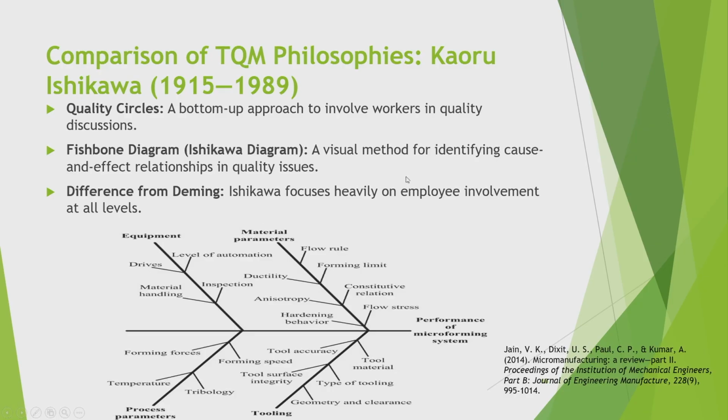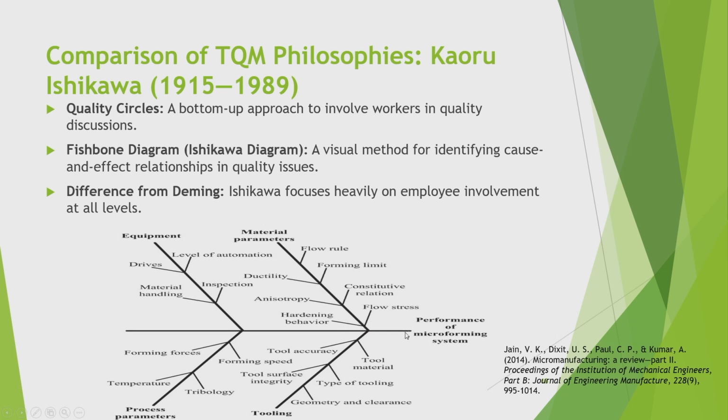It looks like a bone of a fish, and it is called the Ishikawa diagram. It is a visual method for identifying cause and effect relationships in quality issues. I have taken one from my paper, which shows that it is not limited only to quality, but can be made in various other contexts also.